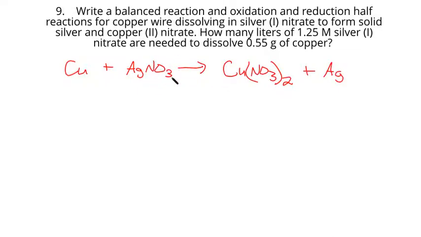We need to balance out the nitrate. There's 1 nitrate in the reactants, so we need to have 2 nitrates in the reactants, 2 nitrates in the products. Since there's 2 silvers in the reactants, we need to have 2 silvers in the product. Now we can write half reactions.